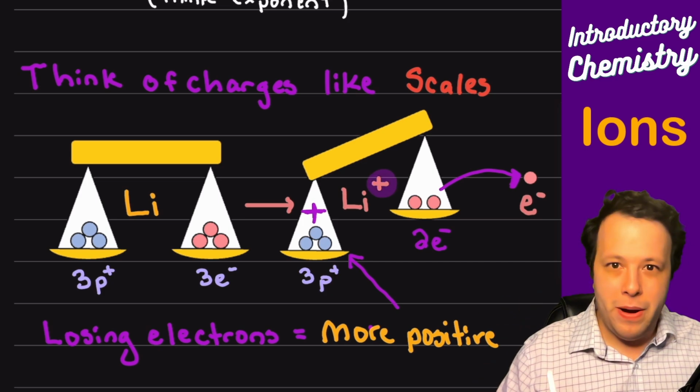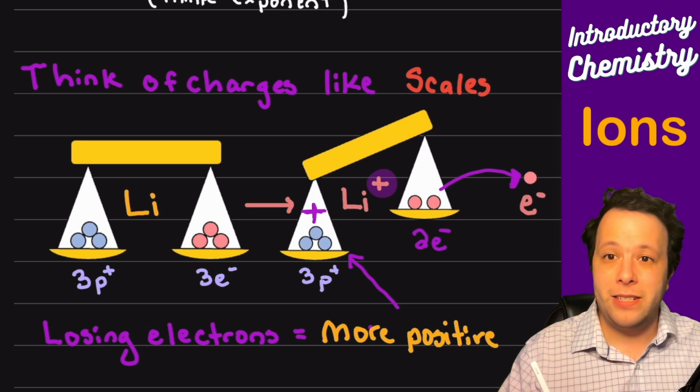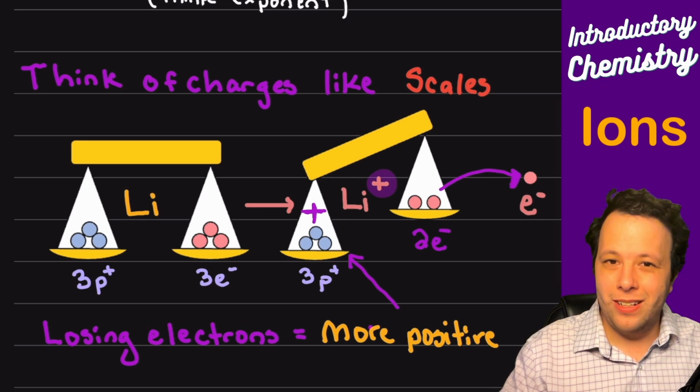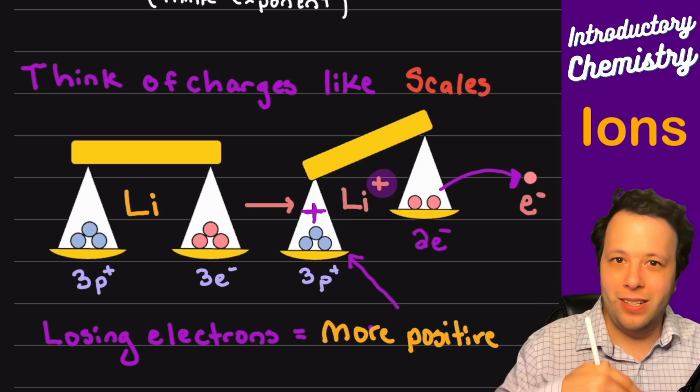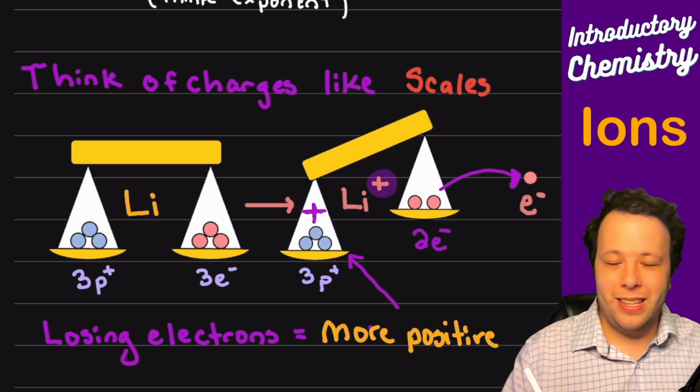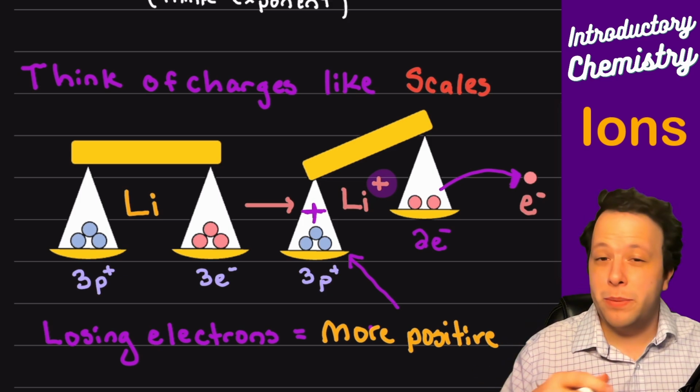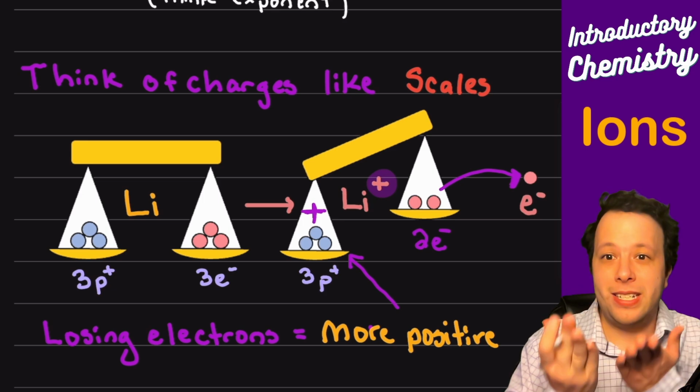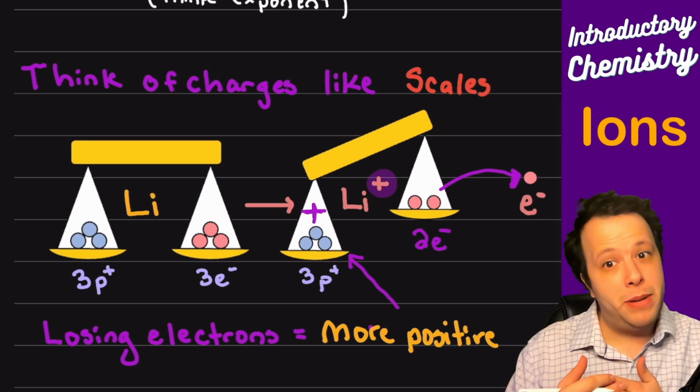So remember, cations are more positive. They are losing electrons, and they become positive as a result. You would think when you see the plus, that means that it gained electrons, but it's the opposite. It's all about scales. Think of the charge balance.